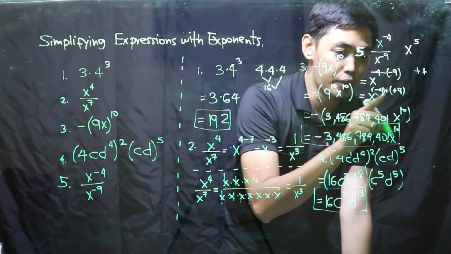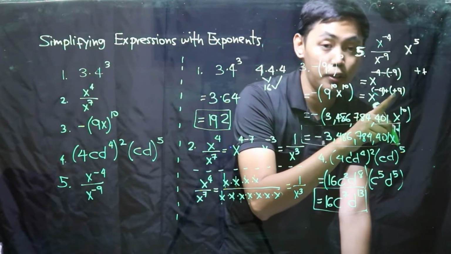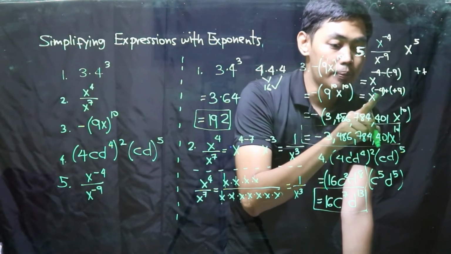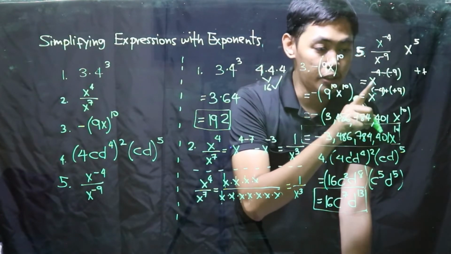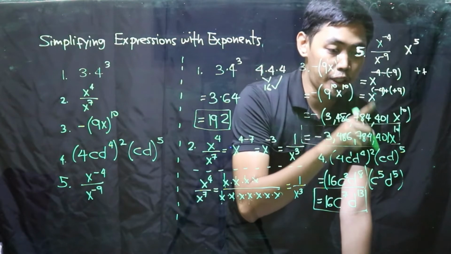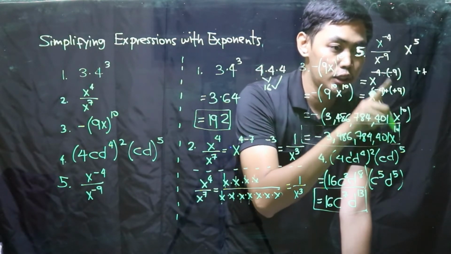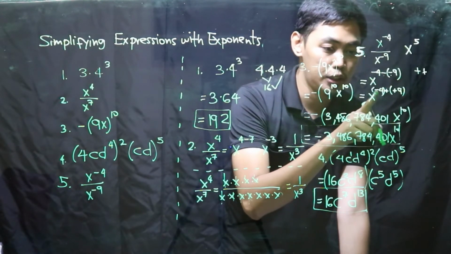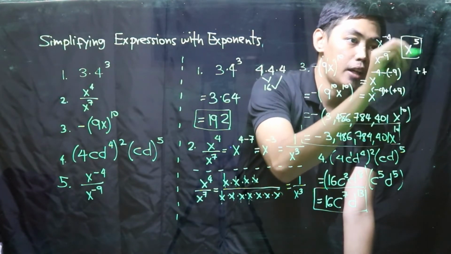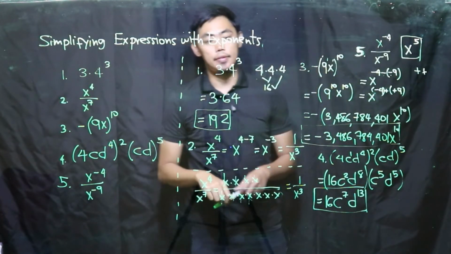Is 5 positive or negative? It is positive because 9 is greater than 4. If you have some confusion here, go back to integers, or subtracting integers. This lesson is about subtracting integers. So the answer is x to the power of 5.